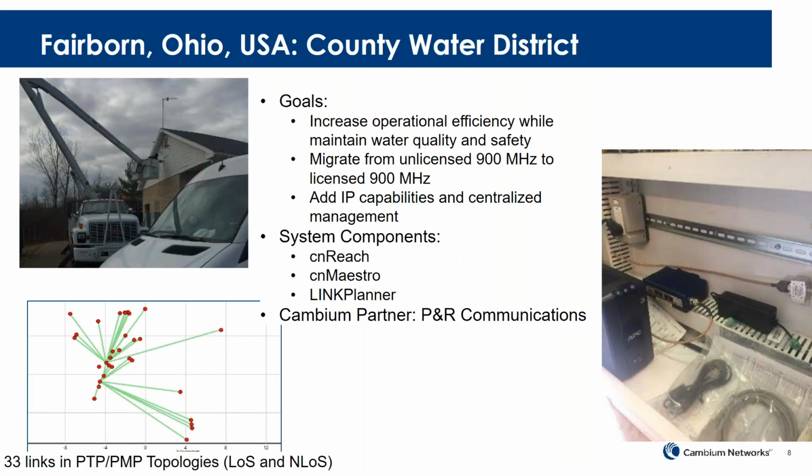Here's another example. This is another water district out in the eastern half of the United States. What was important for this customer was the ability to migrate from what's called unlicensed 900 megahertz or the ISM band, and then migrate over to the licensed MAS band for 900 megahertz. Again, using Link Planner, which is the view down in the lower left, and then CNMaestro to manage the overall network.